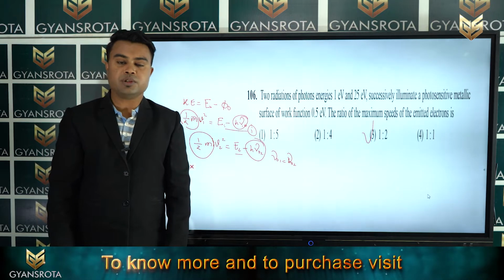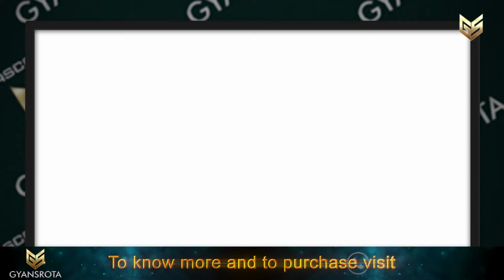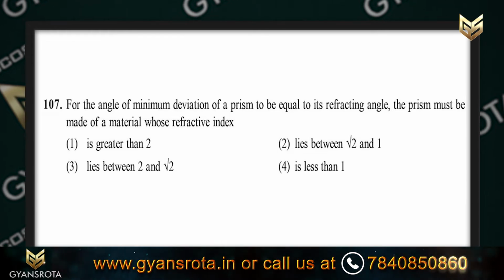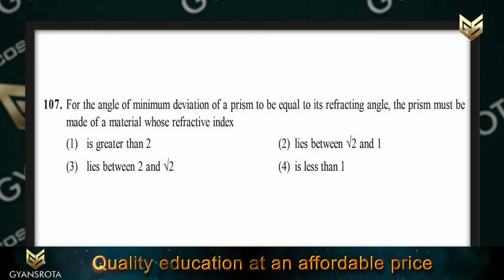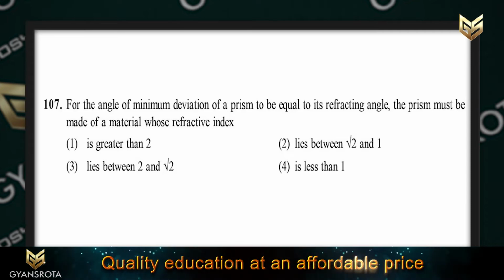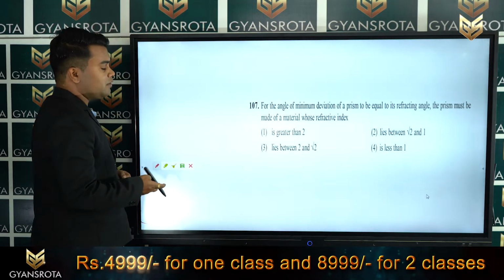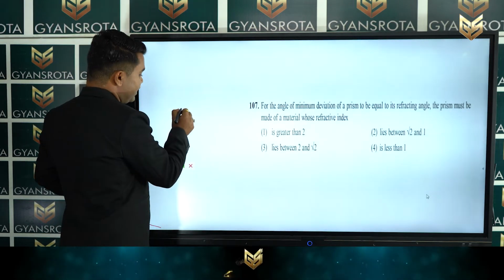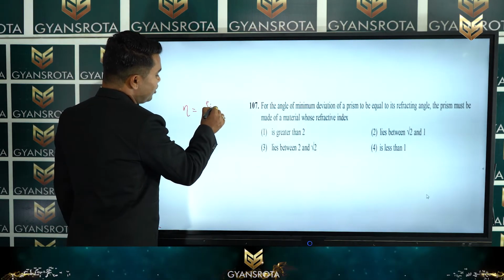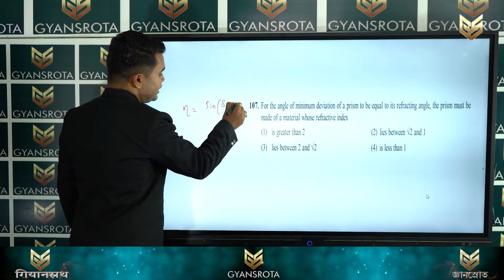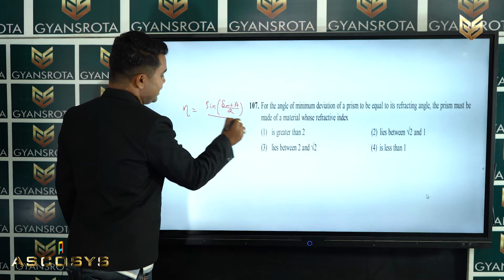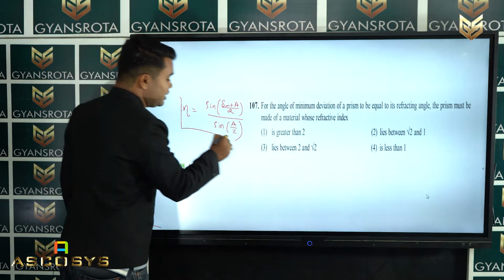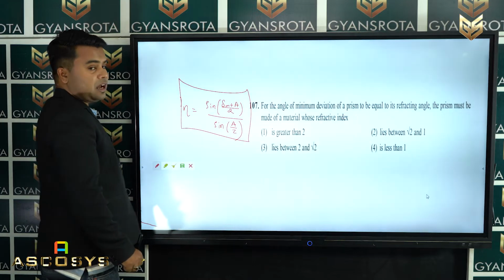Now let us move to the next question, that is question number 107. For the angle of minimum deviation of the prism to be equal to the refracting angle, the prism must be made up of material whose refractive index is. So how are you going to solve this one? You are going to use the formula from the chapter Ray Optics, topic prism. Refractive index is equal to sine of (delta m plus A) divided by 2, divided by sine of A by 2. If you use this formula, then only your answer will come out.